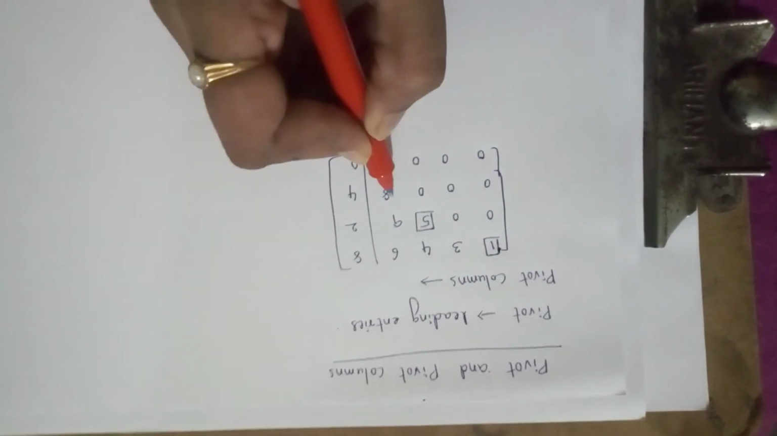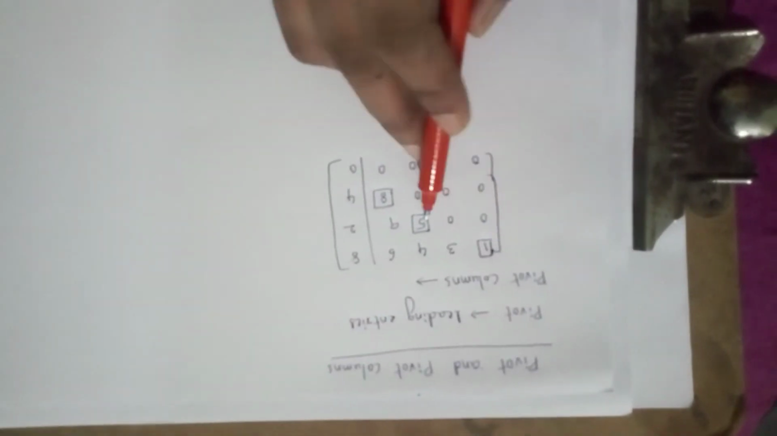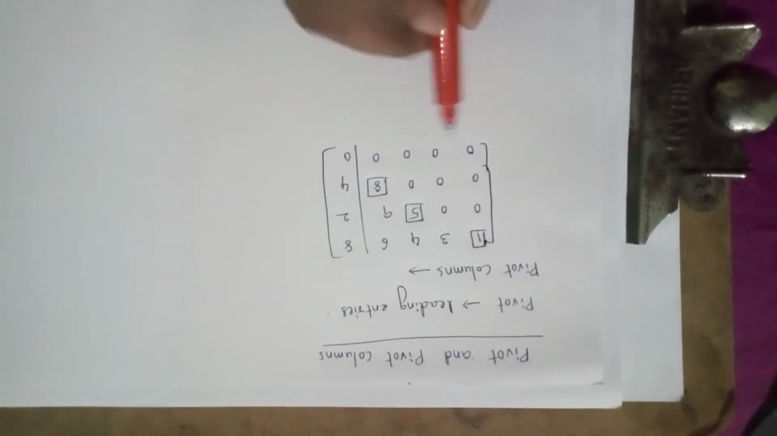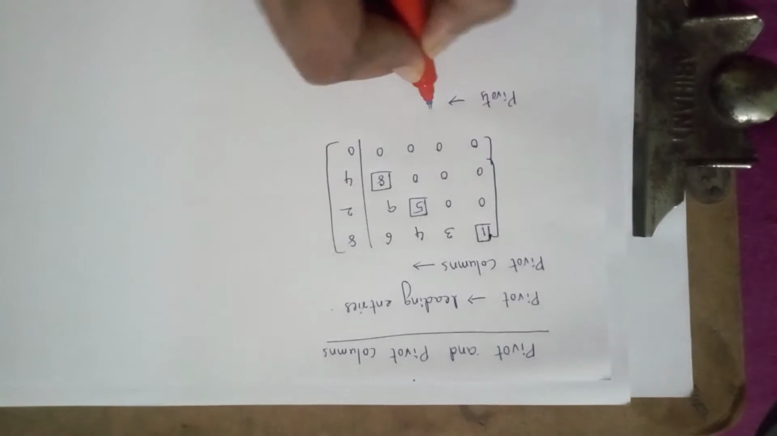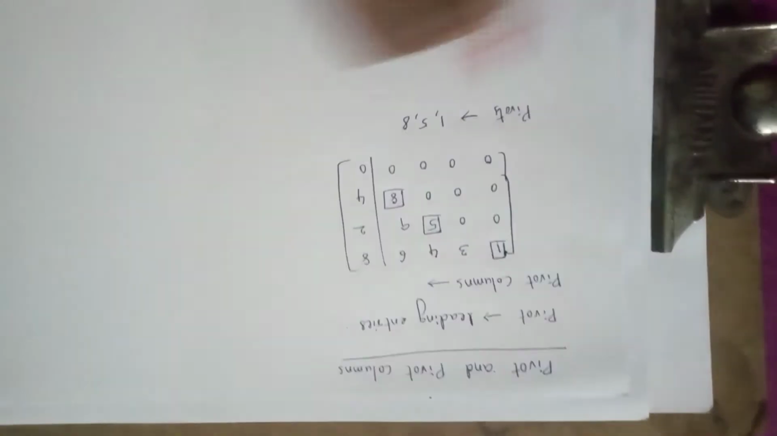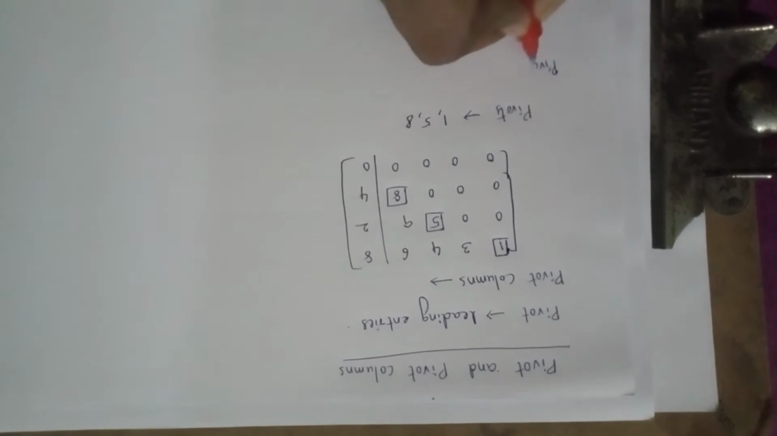the pivots, the leading entries, are 1, and next 5, and next 8. So the leading entries are 1, 5, 8. So here the pivots are 1, 5, 8. These are the leading entries. And next, pivot columns.